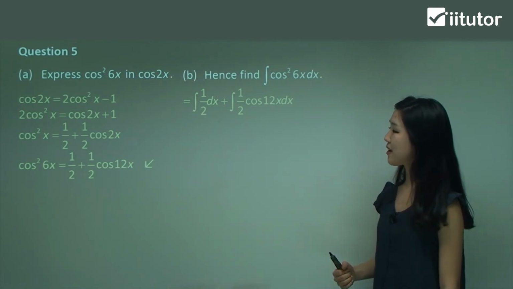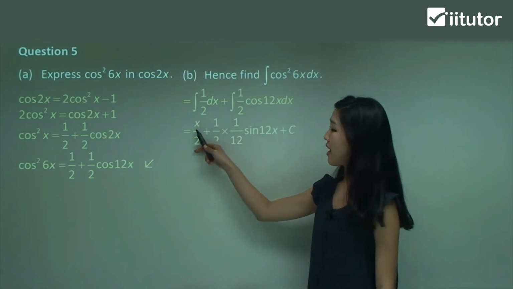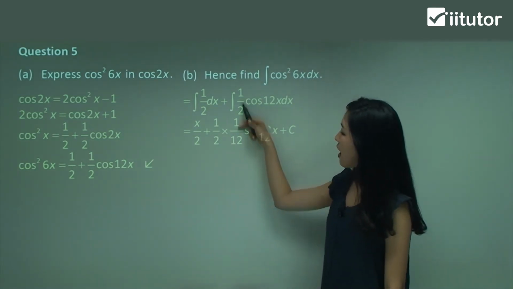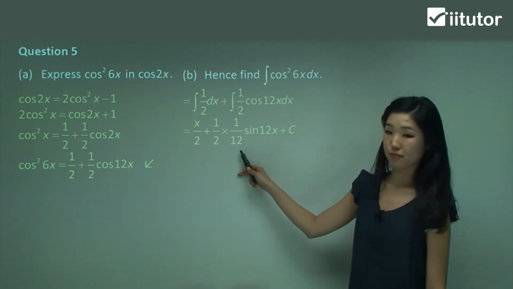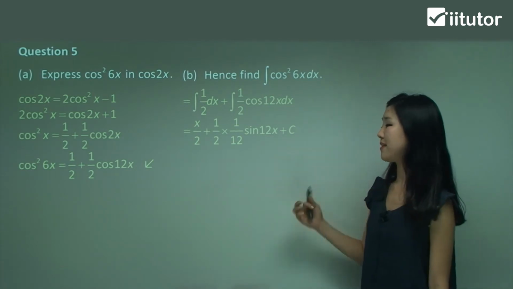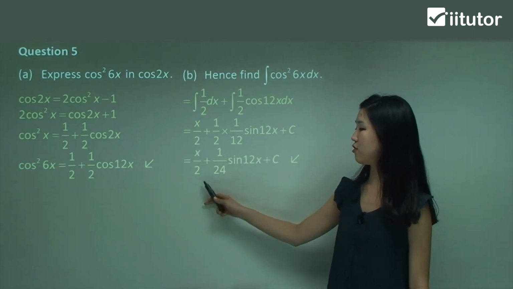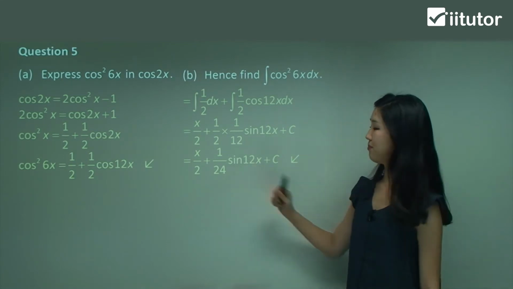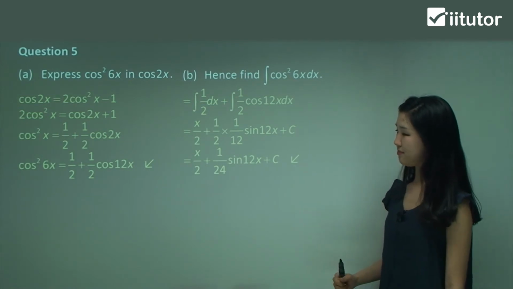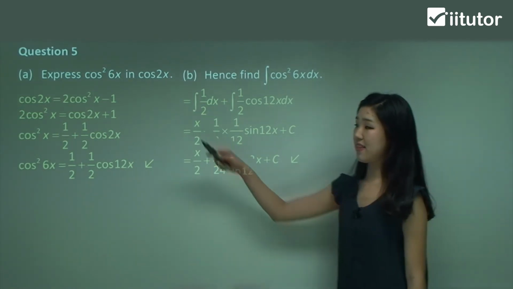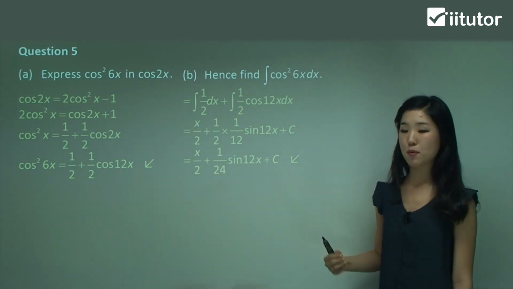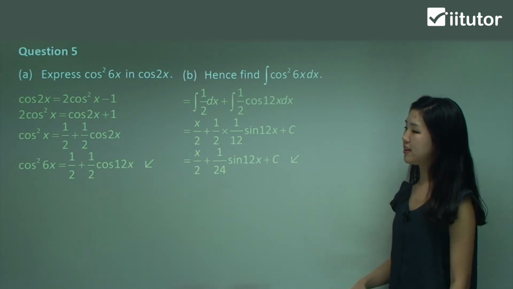Integrate that, it becomes half integrated is x over 2, or half x basically, plus, now this becomes half times 1 over 12, right? And then the integral of cos is of course sine, so sine 12x plus c, and just simplify that, it becomes x on 2 plus 1 on 24 sine 12x plus c, and that's the answer for question 5. So have a look. And again, this is the key point. Make sure you understand this very clearly because that's the main point for this part. Alright, so have a look and let's move on.